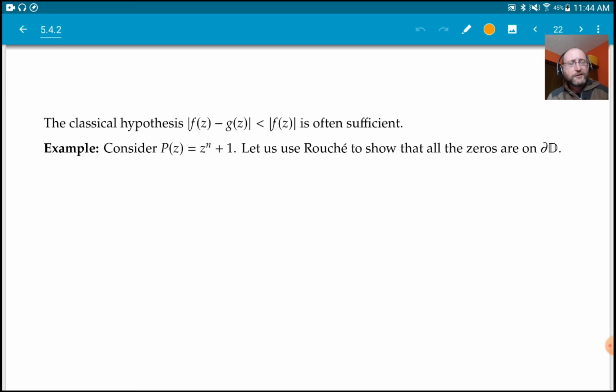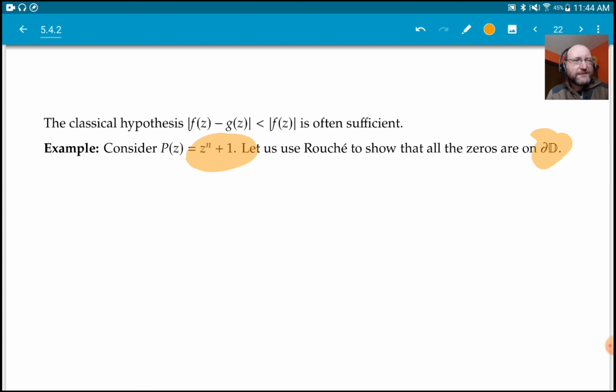All right. So let's do something that we know how to do. Let me excuse this first, right? Let's do something that we know how to do, but let's do it using Rouché's theorem, right, as an example. So we know that the zeros of z to the n plus 1 are, well, those are basically the roots of unity, essentially. And so they're all on the unit circle, right? Well, let's see how to do that with Rouché's theorem, right? Suppose that we didn't know that. Suppose that we couldn't solve this explicitly. Right, and let's show that all the zeros are on the boundary of the unit circle.